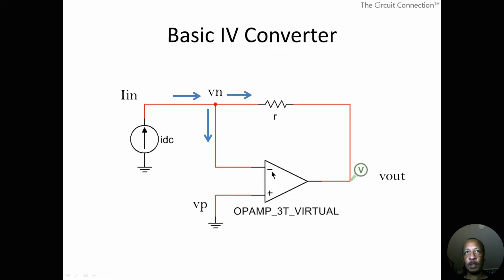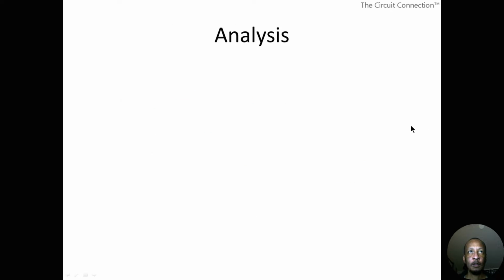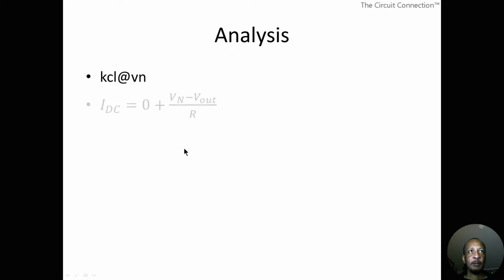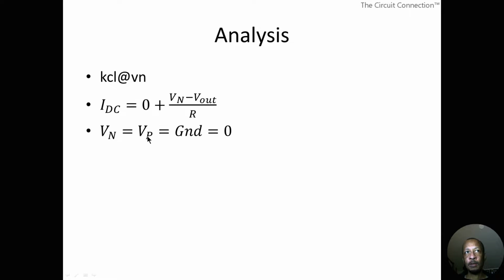Of course, we're using an op amp for this. Our analysis equation is going to be KCL at VN. Based on the convention made up here at node VN, we have IDC equals 0 plus (VN minus V out) over R. Then that reduces, because VN equals VP, which is ground, and ground equals 0.